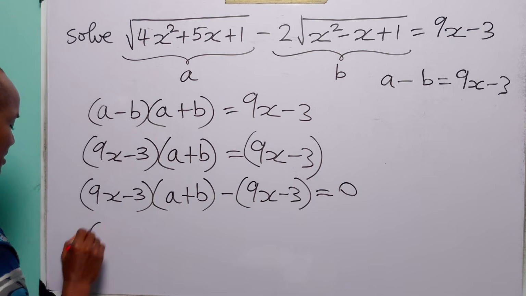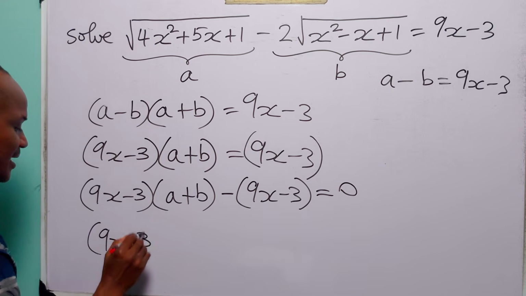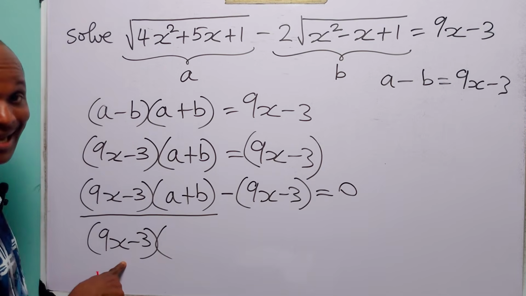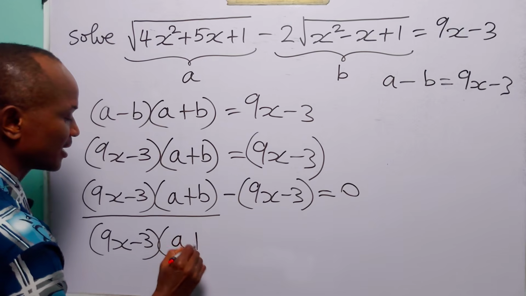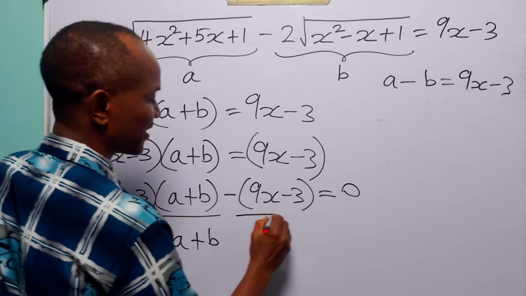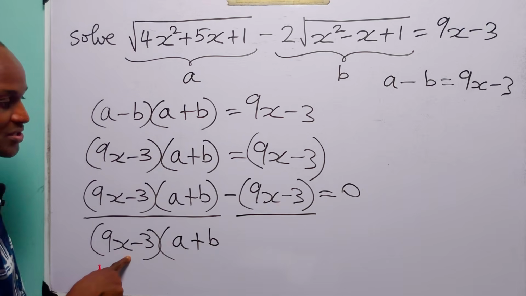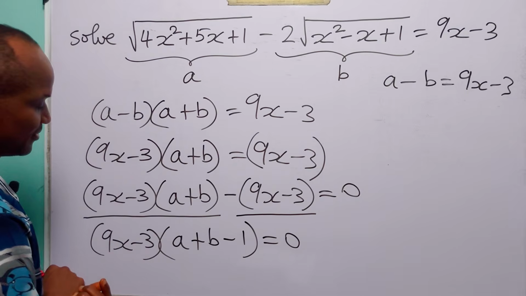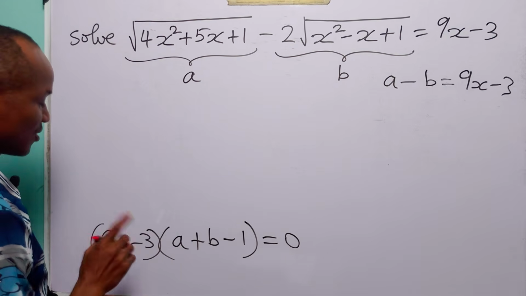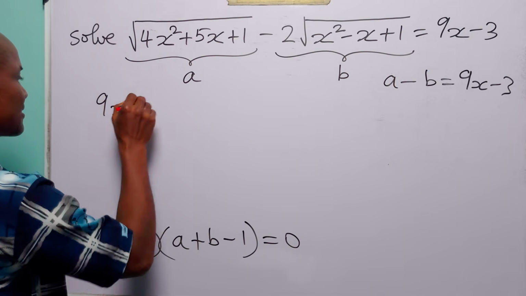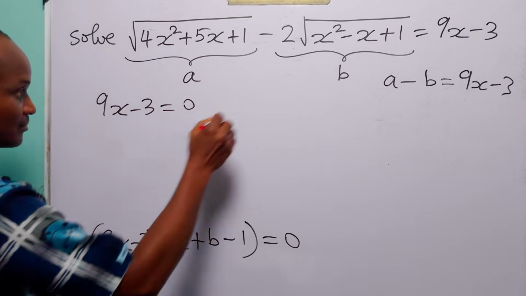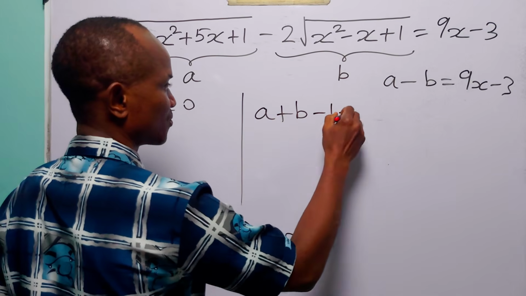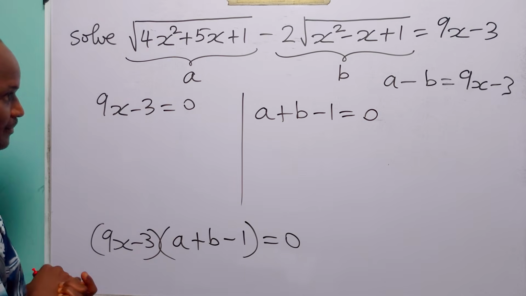So we can factorize. We have 9x minus 3 multiplied by, when you divide this term by 9x minus 3, you are left with a plus b. And when you divide this term by 9x minus 3, you are left with minus 1. Now, this is equal to 0. And of course, from here, we have that either 9x minus 3 is equal to 0, or a plus b minus 1 is equal to 0.